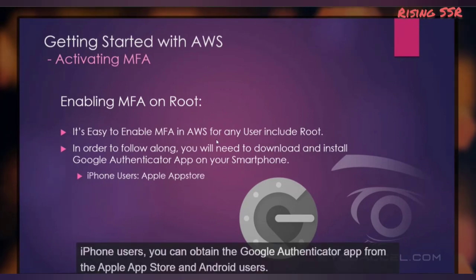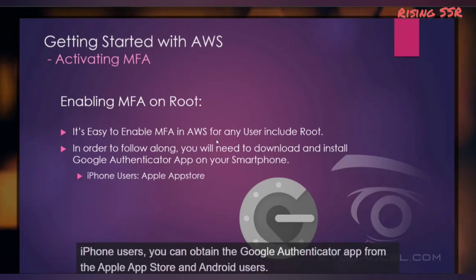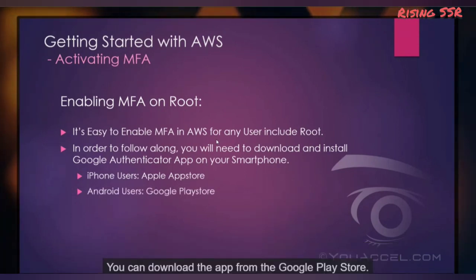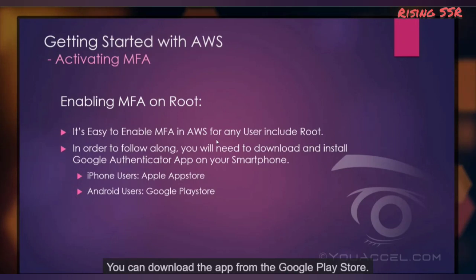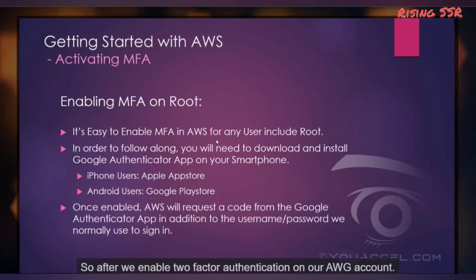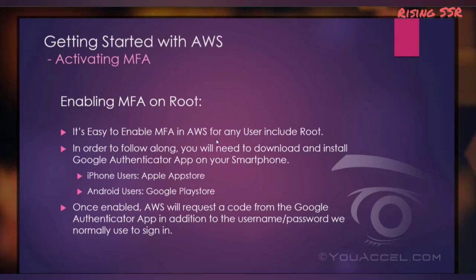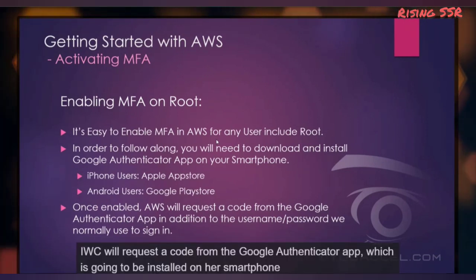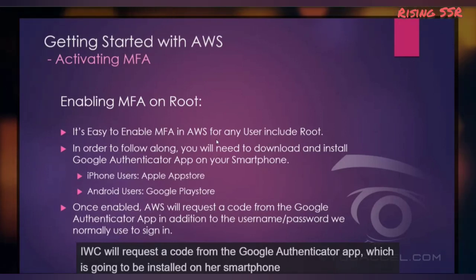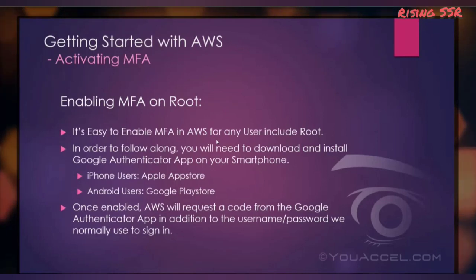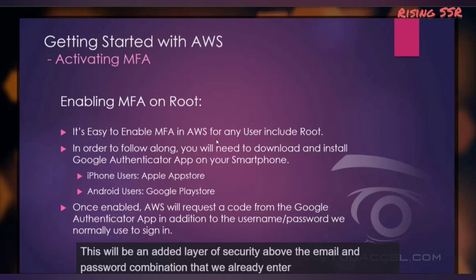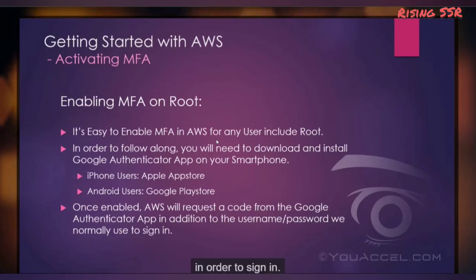iPhone users, you can obtain the Google Authenticator app from the Apple App Store, and Android users, you can download the app from the Google Play Store. So after we enable 2-factor authentication on our AWS account, AWS will request a code from the Google Authenticator app, which is going to be installed on our smartphone in order to sign in. This will be an added layer of security above the email and password combination that we already enter in order to sign in.